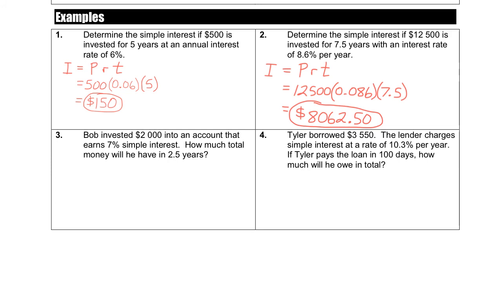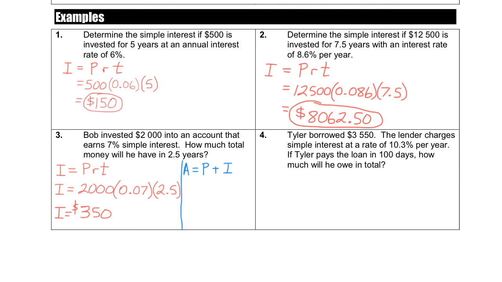So we'll do the same formula, I equals PRT, plug in our numbers, solve, but then we have to remember that we're looking for the total amount of money that he will have. So that's A equals P plus I. So we have to add the principal, the $2,000, to the interest that we just calculated. So that gives us an answer of $2,350. That's the total amount of money he'll have after 2.5 years.